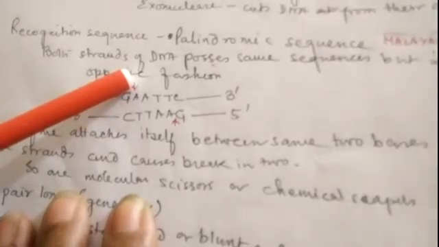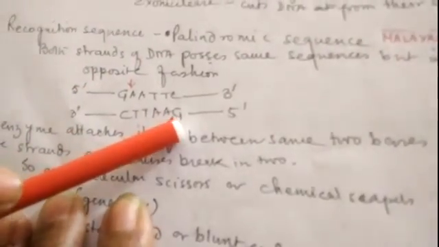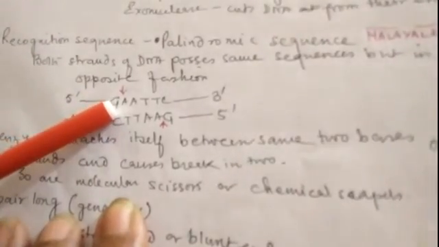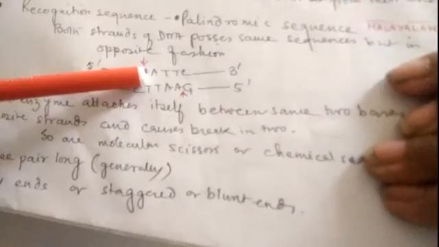And the restriction endonuclease cut at between the specific base pairs. So here EcoR1 will cut between G and A. Clear? It cuts between the specific base pairs, like here G and A. So here it will cut. So they cut at a specific site in the recognition site, in between the specific base pairs. So when they cut the DNA at a specific base pair in the recognition site, the strands are broken. Clear? And that is why it is called molecular scissor. It cuts the strands of DNA.